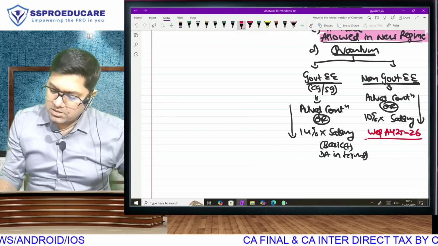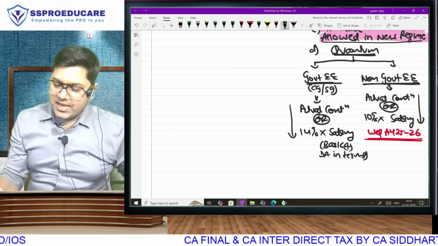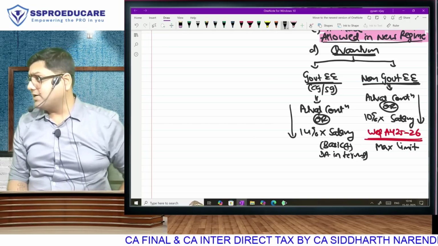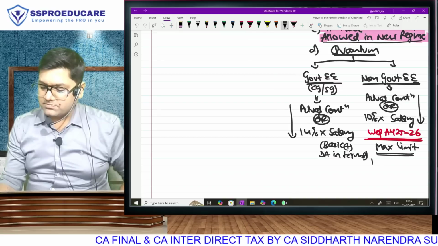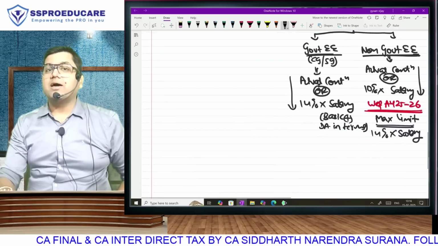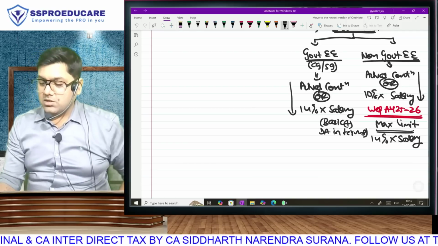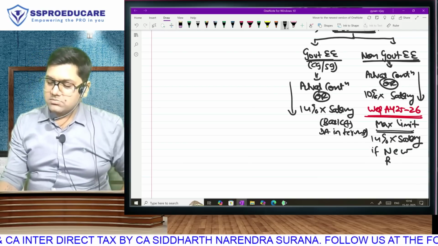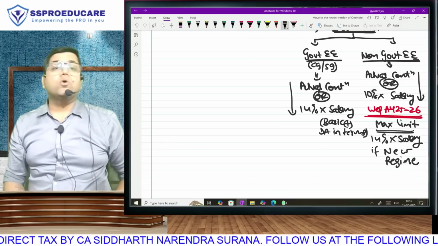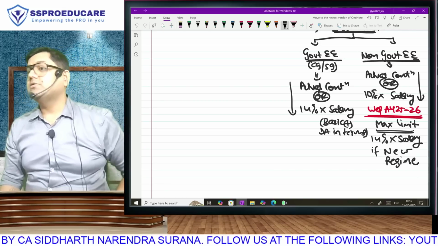That is the amendment. Every time there is an amendment, I will teach you like this only. The maximum limit, I am just saying maximum limit because it is the actual or that limit, whichever is lower, will become applicable. Are we bringing you at par with government employees? So now they will also have actual or 14%, whichever is lower, if you take the new regime. Means government employee, old or new, 14%. Non-government old regime 10%. Non-government new regime 14%.